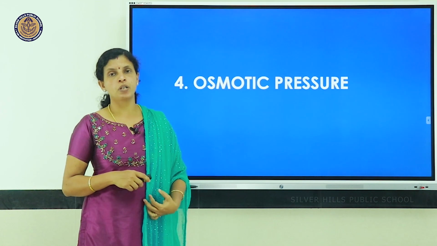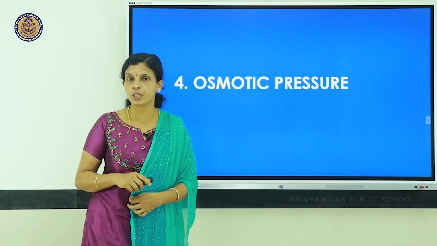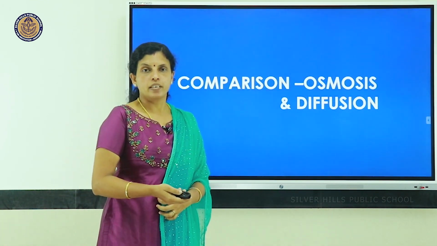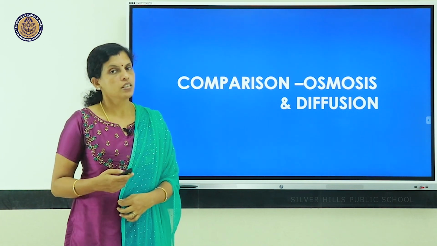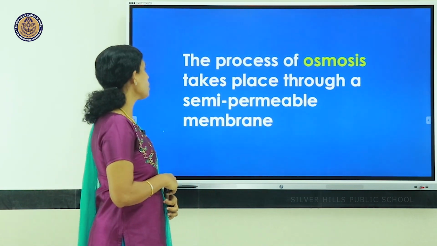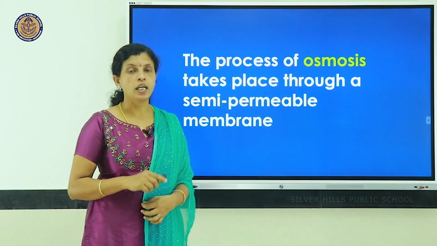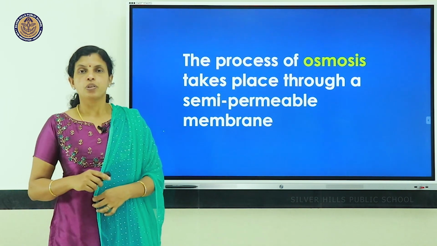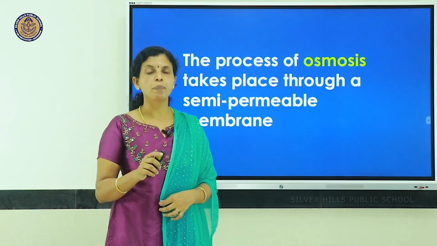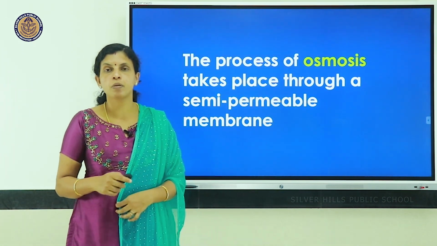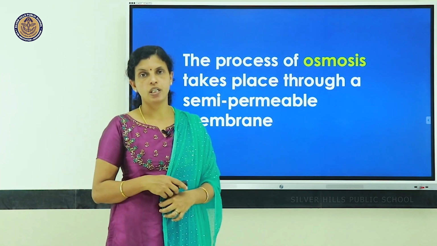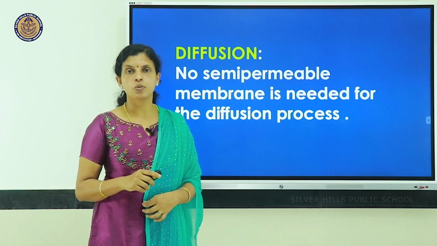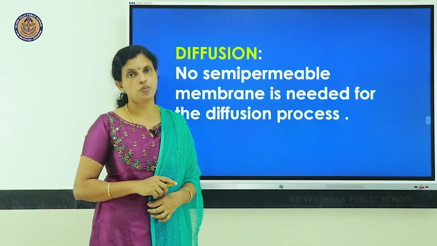But before moving to osmotic pressure, we have to know the differences between osmosis and diffusion. How can we compare osmosis and diffusion? Is it the same or a different phenomenon? Osmosis takes place only through a semi-permeable membrane, like a parchment membrane or cellophane bag, and this membrane allows only the passage of solvent molecules.